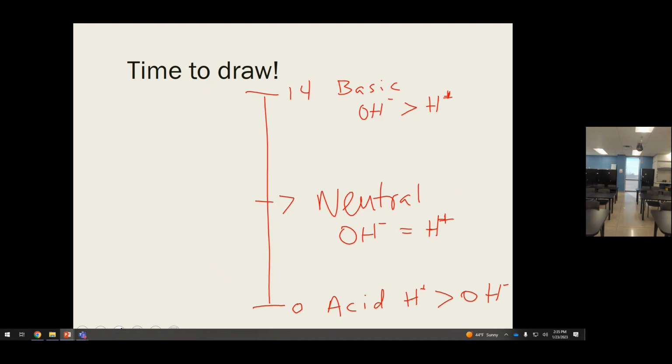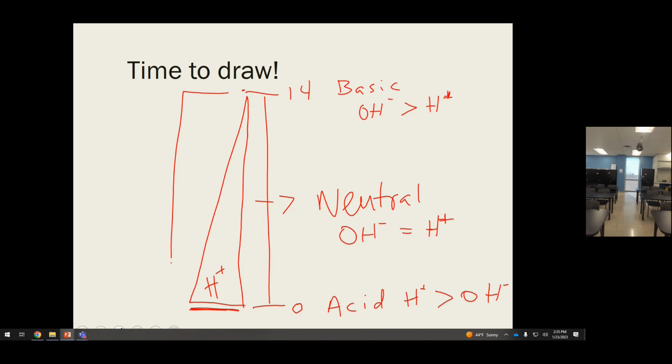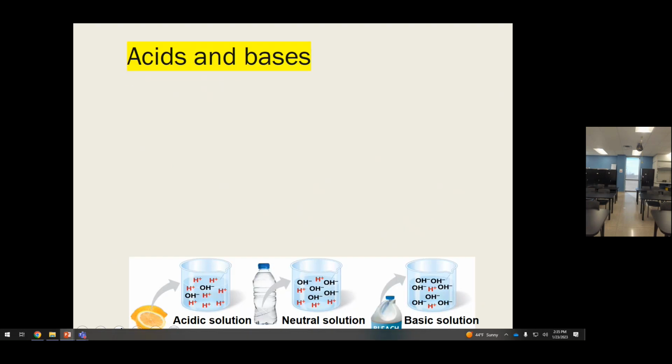So in an acid, we have a lot of hydrogen ions. Concentration of hydrogen ions is higher at the bottom than at the top. And in a base, the concentration of hydroxide ions, it's supposed to say OH minus, is higher at the top than at the bottom. So it's an inverse relationship between the concentration of the hydrogen ions and the hydroxide ions.